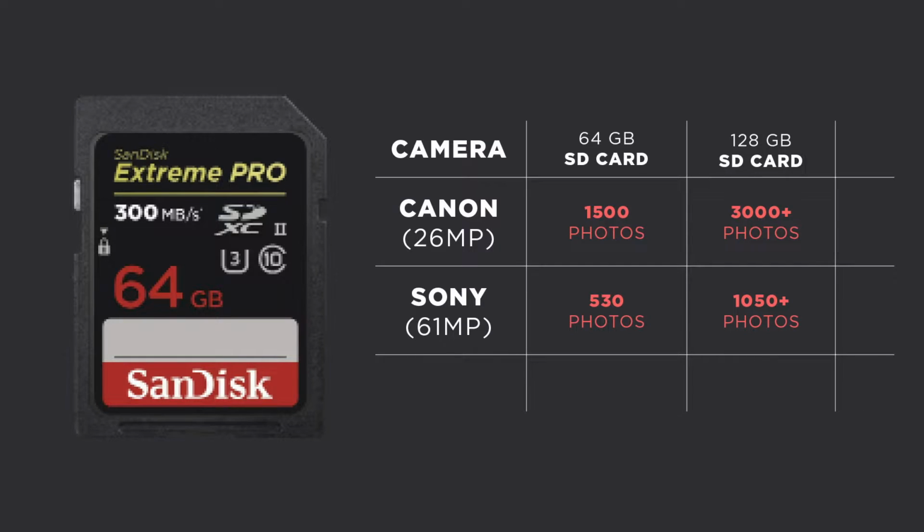First thing you want to take into consideration is you're going to need larger SD cards. Now with an SD card in my Canon 6D Mark II, I shoot 64 gigabytes, and that takes around about 1500 photos per SD card. But with the Sony, you're going to be shooting between 4 to 5 times less photos per 64 gigs.